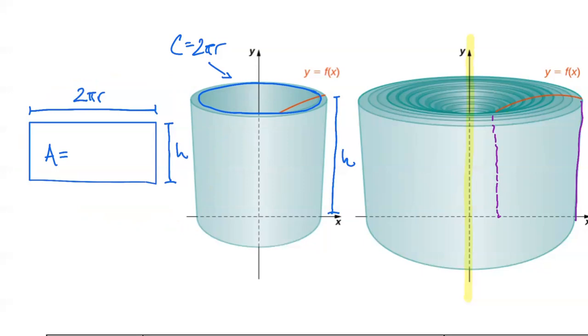Good. Base times height, right? Base times height, but this time our base is 2 pi r and our height is height. So we can write area as 2 pi r h, right? So we're gonna be using this as our area formula.